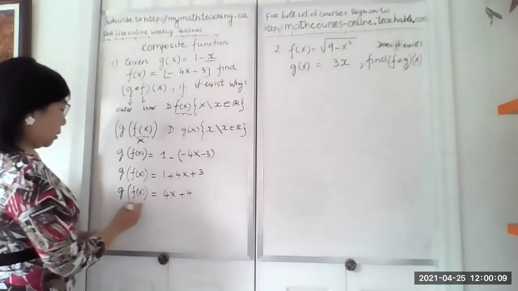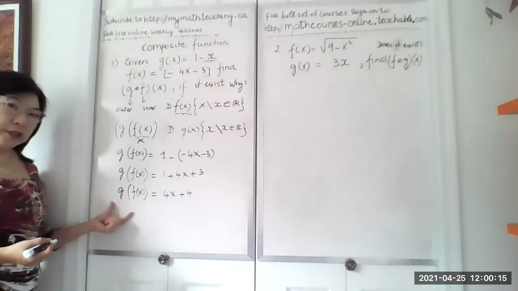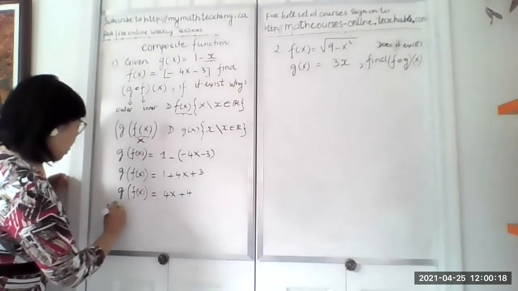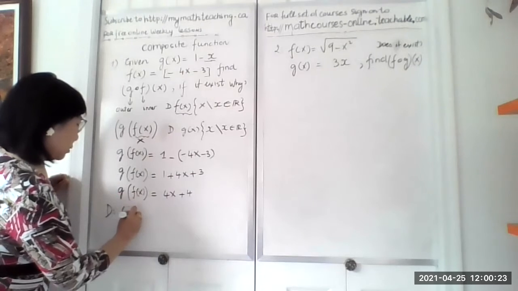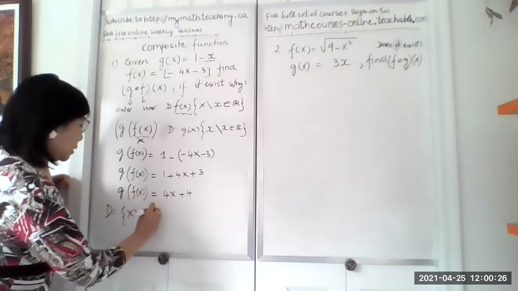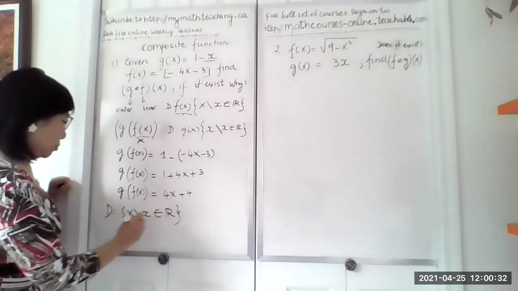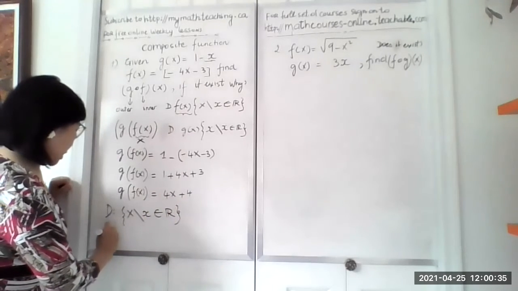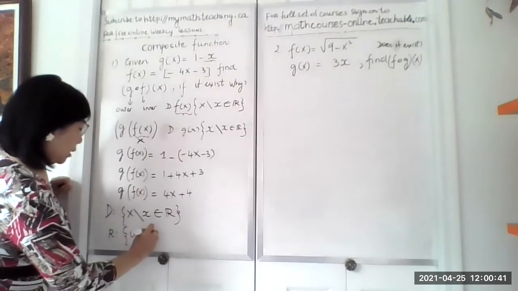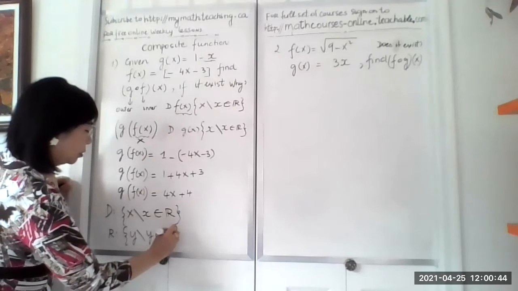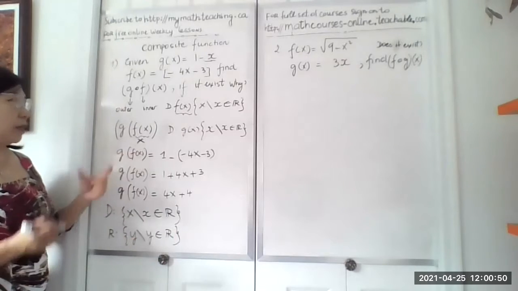After we are done with the composite function, we can state the domain and range of our new composite function. The domain is the set of x such that x belongs to the real numbers, because this is a linear function as well. There's no restriction. And the range is also the set of y such that y belongs to the real numbers. So that's how we find the composite function g of f of x.